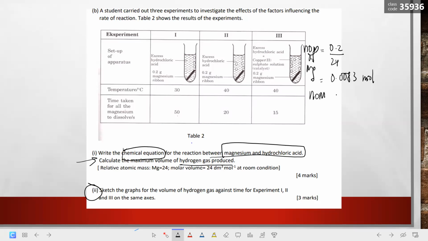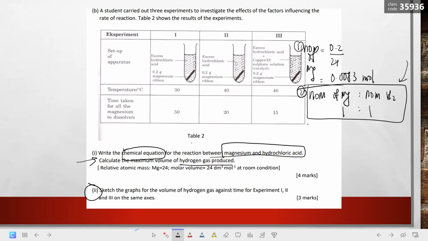If you notice, the ratio of the number of moles of magnesium to the number of moles of hydrogen gas is actually 1 to 1. All of you agree with teacher? Yes, sir. Please do not miss this step, because in case we make a mistake, you can always know that you have done this step. Even teacher just now, I almost missed it as well. Don't miss the step when they ask you to find the maximum volume. You get 1 mark for this step.